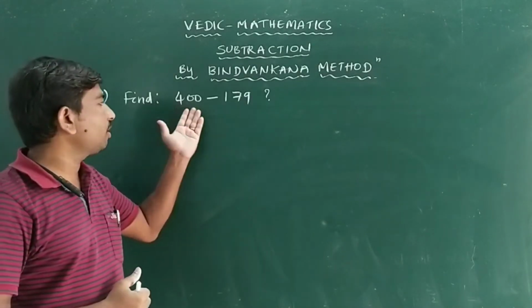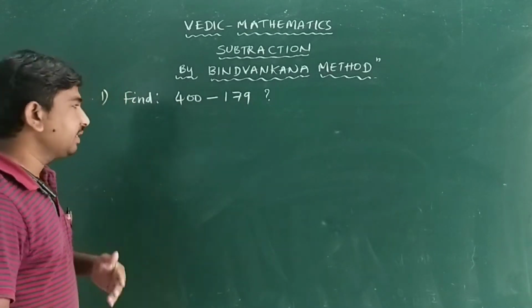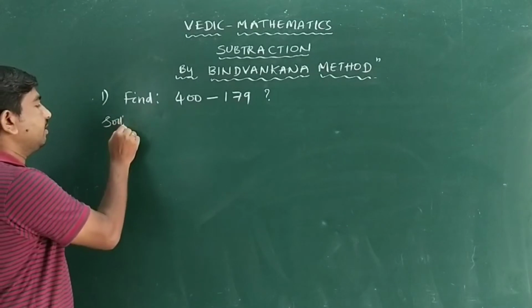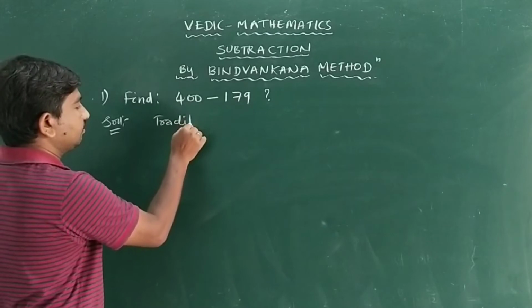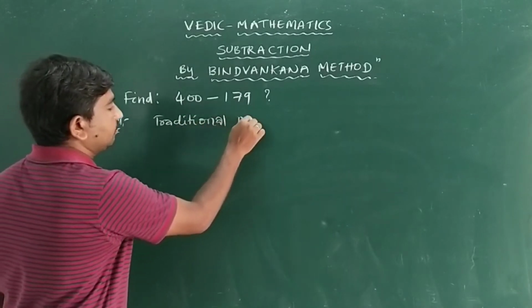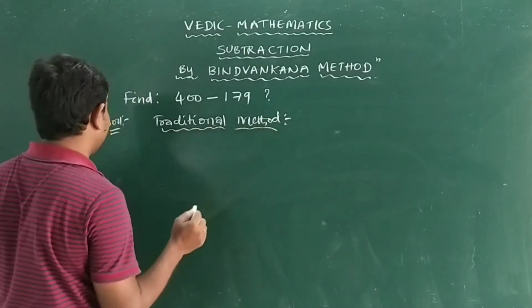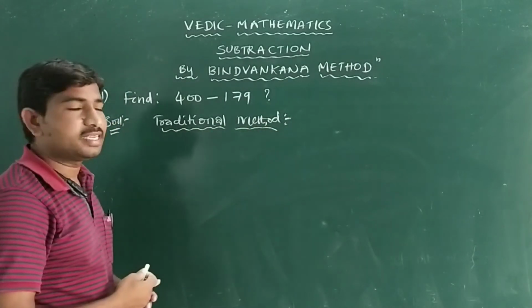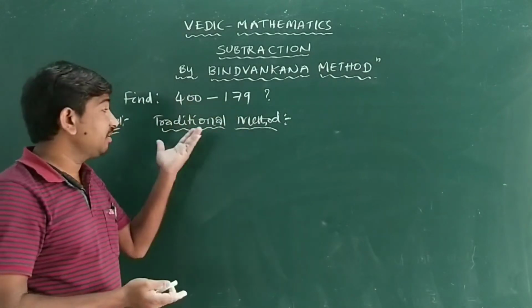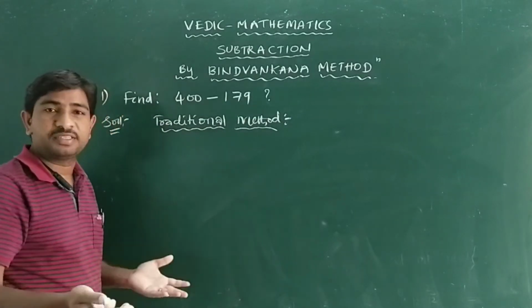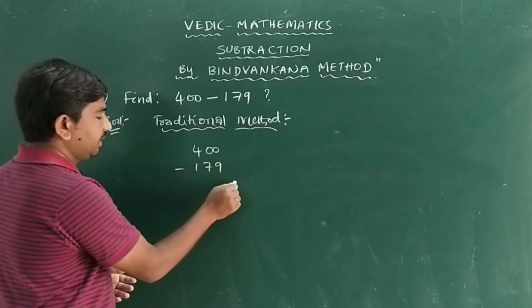The subtraction of 400 and 179, that is 400 minus 179. First I am doing it in the traditional method. What is the traditional method? Here we are subtracting a smaller number from the bigger number. It is very easy by our traditional method, so there is no confusion. 400 minus 179, it is very easy.